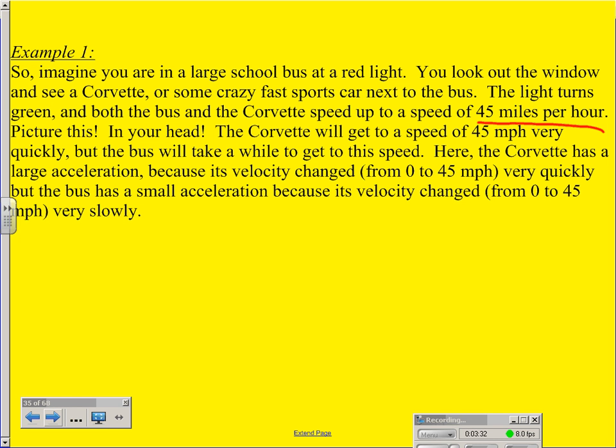All right. The Corvette's going to get to a speed of 45 miles an hour very quickly, and the bus is going to take a while to get to that speed. The Corvette there has a big acceleration because it's gaining speed quickly, whereas the bus is going to have a very small acceleration because it gains speed much more slowly. Okay, so that is one example of acceleration, and eventually we're going to assign numbers to these.